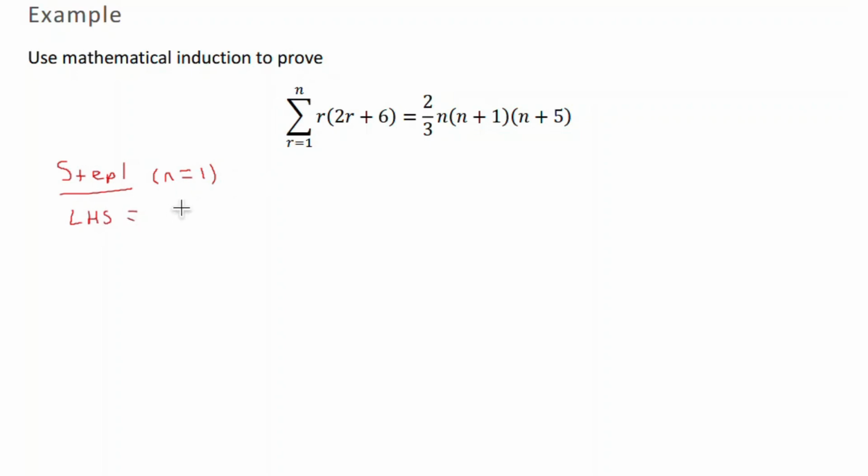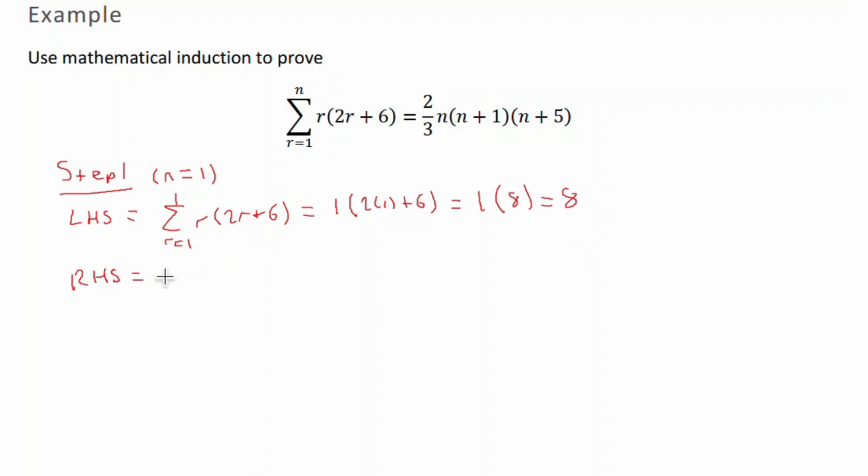On the left-hand side in that scenario, we have the sum from r equals 1 up to 1 of r(2r + 6). That means substitute 1 into this expression, so it's 1 times (2 times 1 plus 6), and then add on the next one, which would be 2, but we have to stop at 1, so it's just that one. So it's 1 times 2 plus 6, which is 8. So when n is equal to 1, the left-hand side is equal to 8.